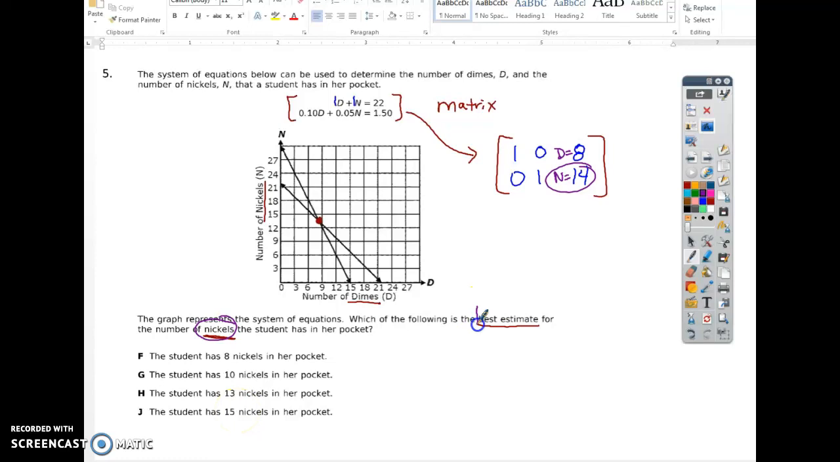Okay? But it also says which is the best estimate. So if I go over here on my graph, this right here looks like it's at 8 dimes. Okay? And this right here looks like it's at 13 nickels. So the one that's closest to it is 13, and 13 is really close to 14. But it's not exactly at 15, so 15 would not be the answer. Okay? That's why the answer is 13, and it's the best estimate. But really, it was 14 nickels.